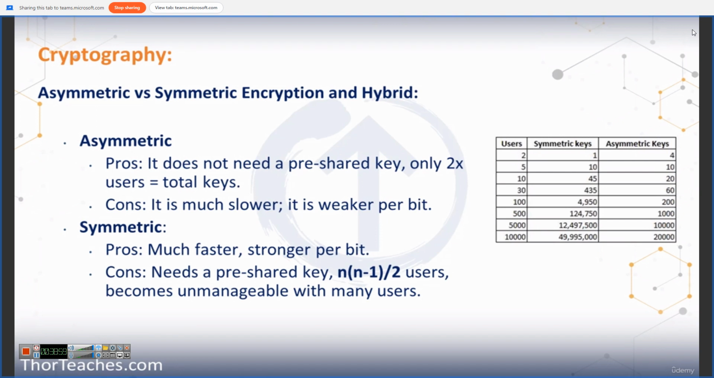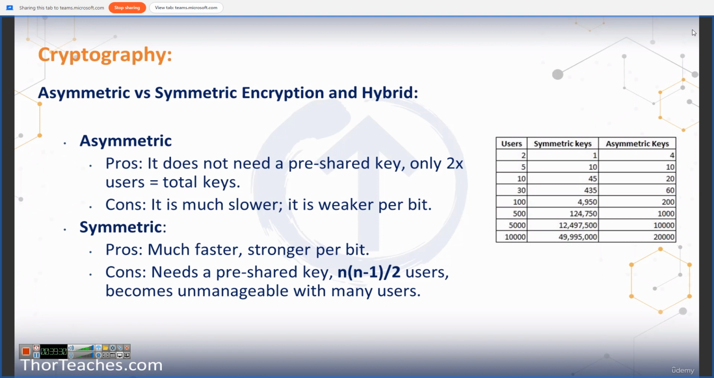Another key difference here between symmetric and asymmetric encryption is that for each person or each entity we have with asymmetric encryption, we need two keys. If we have 500 users, we need 1,000 keys. If we have 1,000,000 users, we need 2,000,000 keys. So the math here is pretty simple.